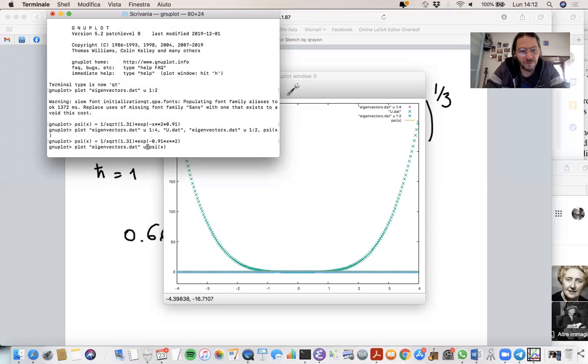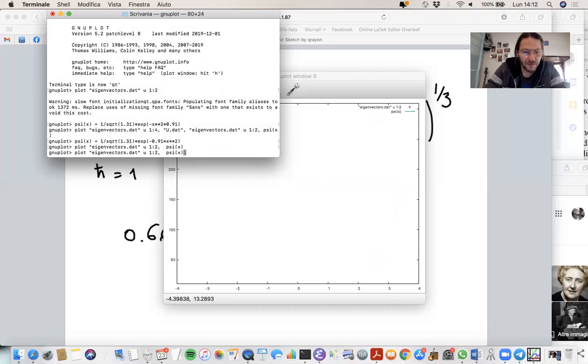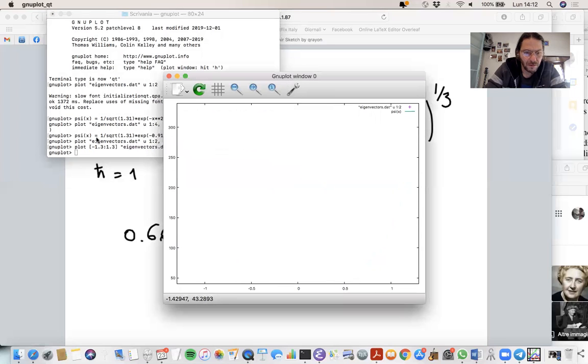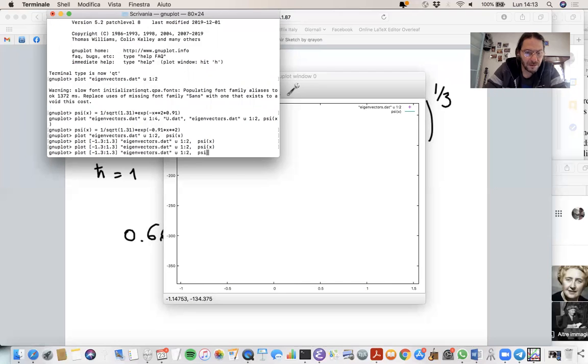I was plotting too many things together. So, eigenvectors, using 1 and 2 side of x. And let's set a range from -1.5 to 1.3. Okay, something is really bad here. So run again.